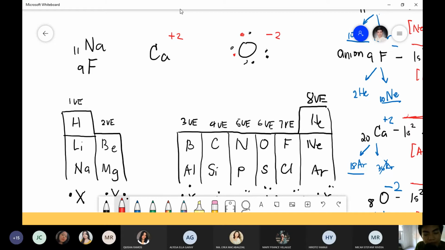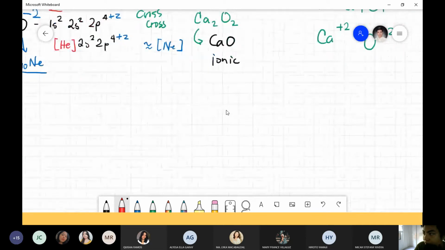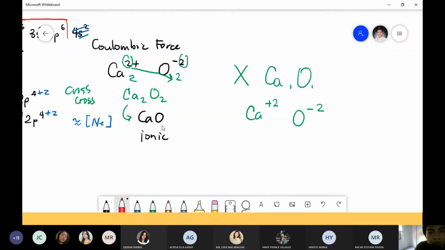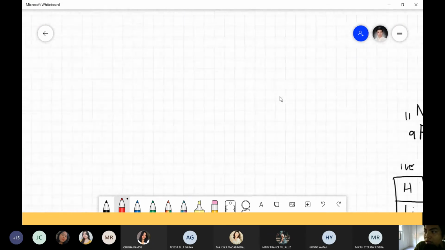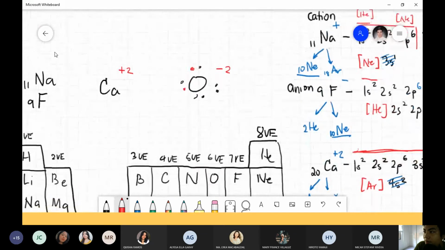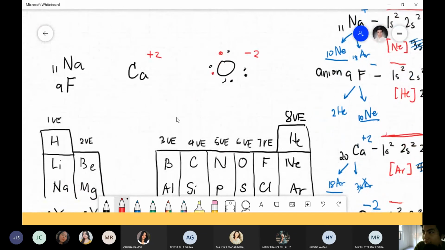And then just like earlier, they will combine by Coulombic forces. And look, we only needed 1 calcium atom and 1 oxygen atom to form the ionic compound. That's why the empirical formula holds true. 1 calcium atom is needed for 1 oxygen atom. So that's basically it.